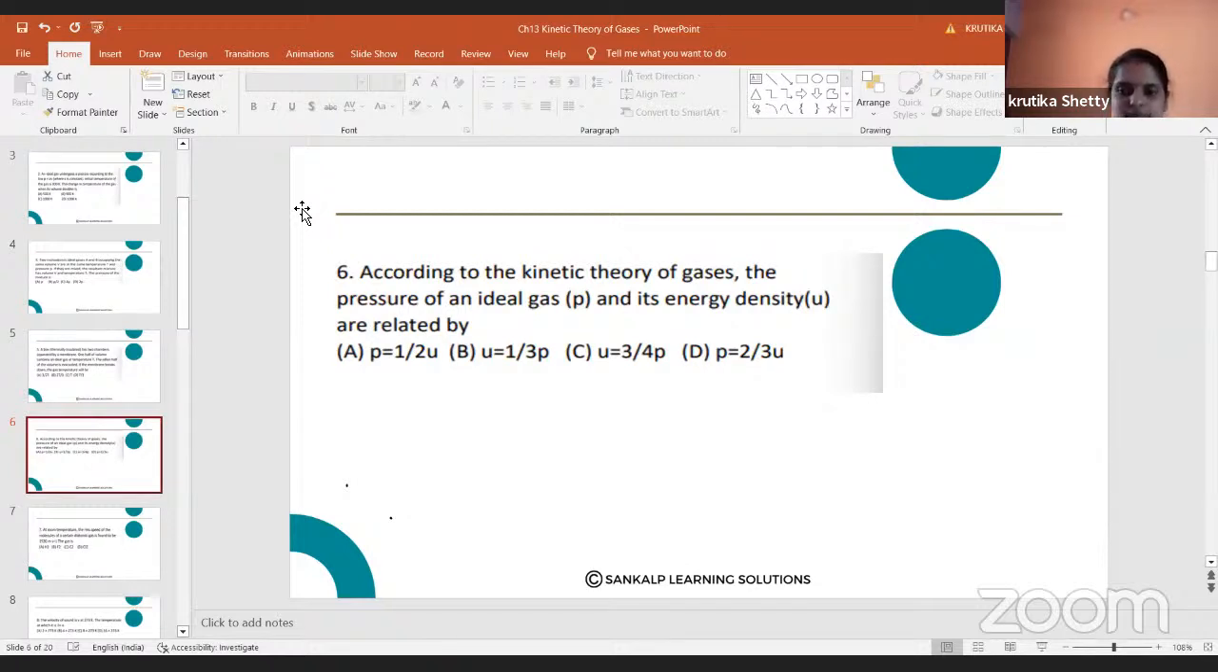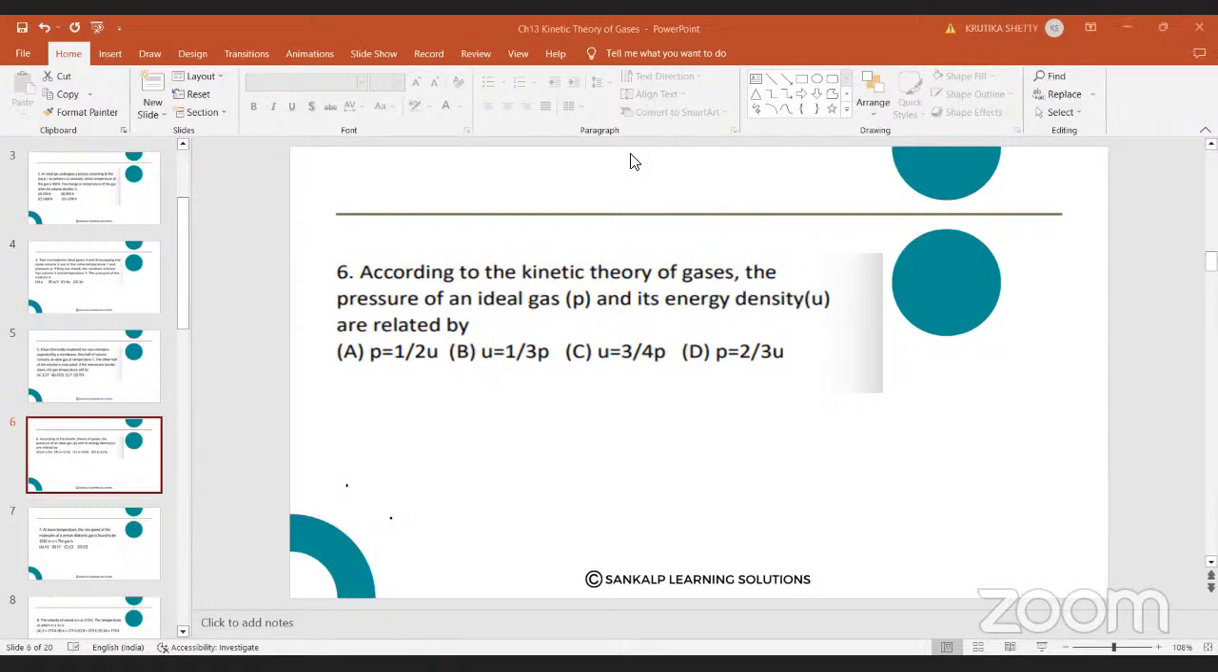It is, so all are saying it as C. Yes, it is C. Okay. C, it is 2/3, not 3/4.